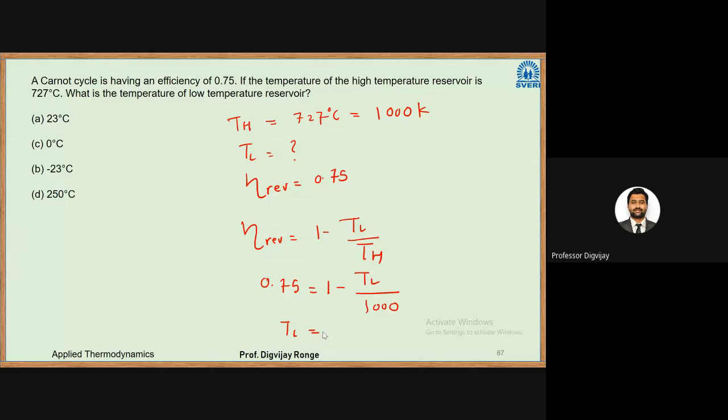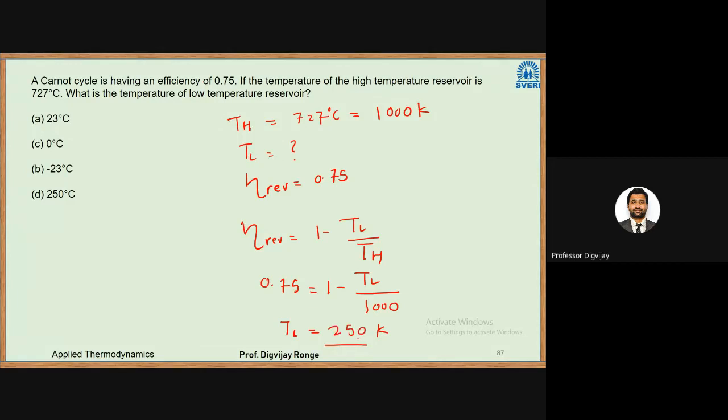The answer is given by Abhijit Kote, 250 degrees Celsius. Gayatri has calculated minus 23 degrees Celsius. Okay. So the answer we will get will be in Kelvin. So please tell me the answer first, then I will tell. I think this will be 0.25. Yeah, so this will be 250 Kelvin.